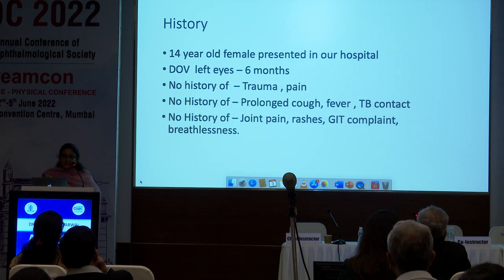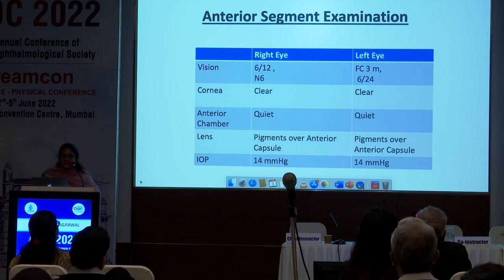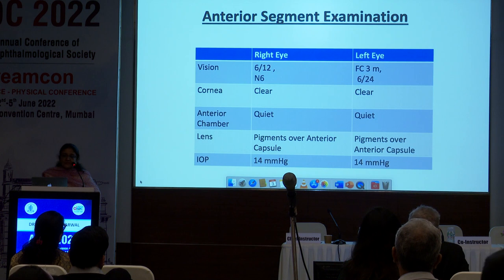So this is another patient, a 14-year-old female, presenting to our hospital with diminution of vision in the left eye for the last 6 months. There was no relevant systemic history. On examination, the right eye vision was 6/12. The left eye was finger counting at 3 meters. There were pigments all over the anterior lens capsule.